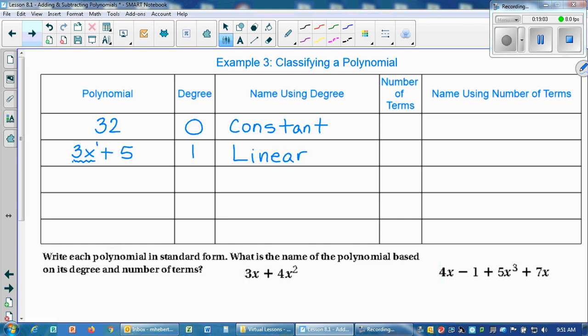And there is a math word in linear. Do you know what it is? Say it out loud at home. That's it. It is line. You see the word line in linear. So if we were to graph this, it would look like a line.